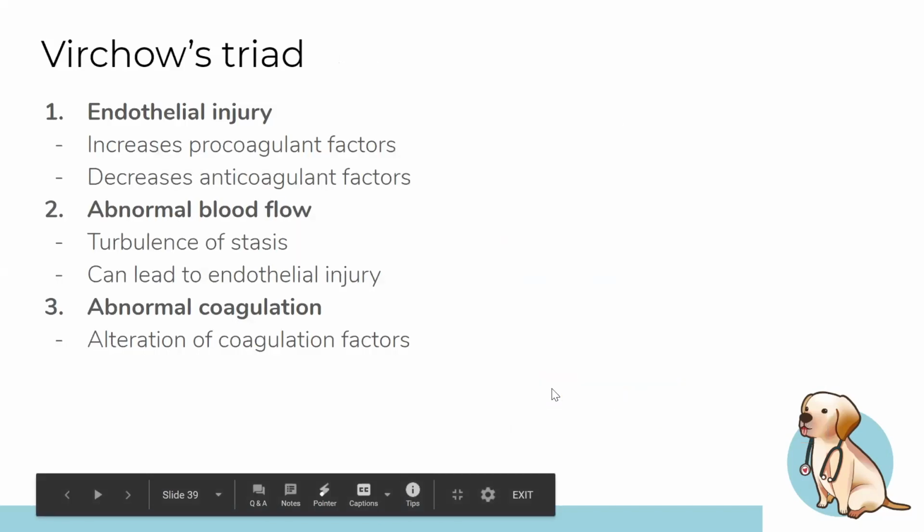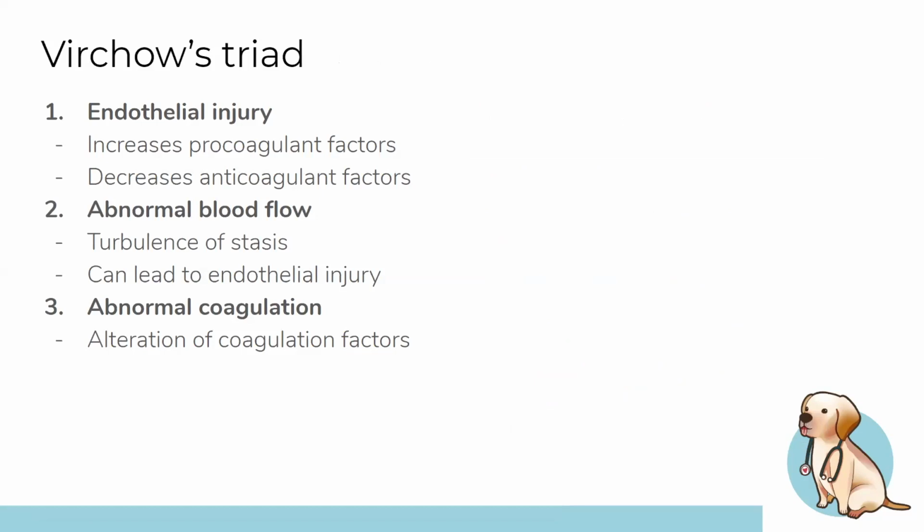Okay, so this is really important. So please know them. So basically there are 3 factors that can contribute to thrombosis. So thrombosis is basically the development of blood clots. So the first one is an endothelial injury.